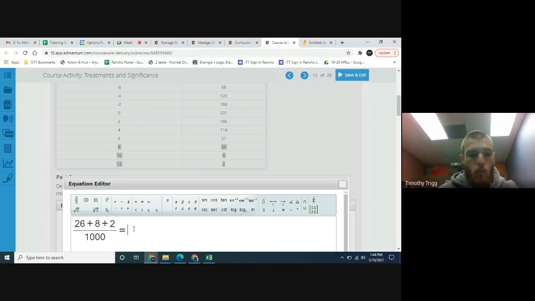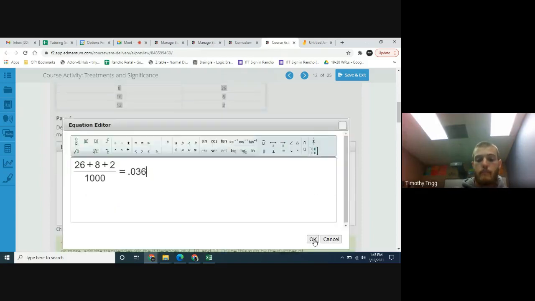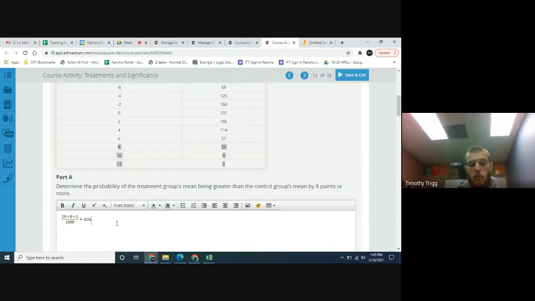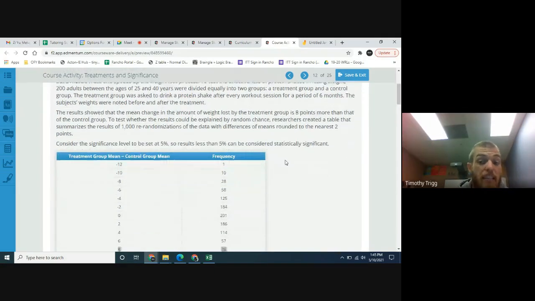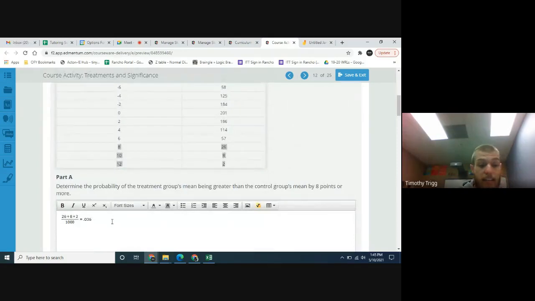A lot of times we want our probabilities as a decimal. So 26 plus 8 plus 2, that's 36 divided by 1,000, which is 0.036. As a percentage, that's 3.6%. Now remember, if the results are 5% or lower, then we consider it statistically significant. So we would consider this statistically significant.